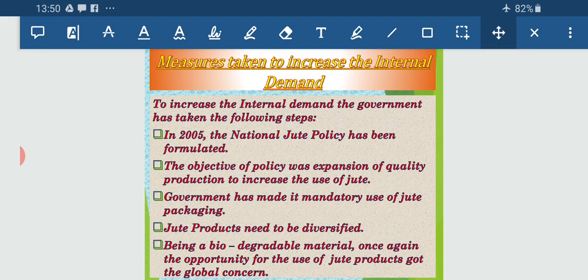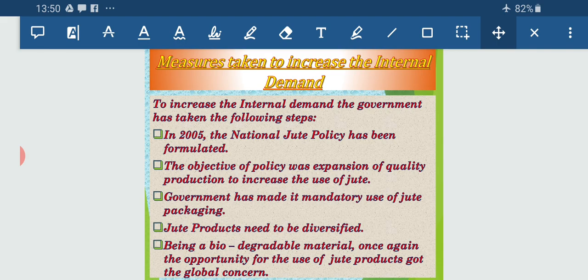Just to increase the internal demand, the government has introduced a policy termed the National Jute Policy, which was implemented in the year 2005. In this policy, the basic objective was to increase the production of jute and to improve the quality of the jute goods. That was the main objective. Secondly, the government has made it mandatory for all government organizations to use jute material for packaging purposes.